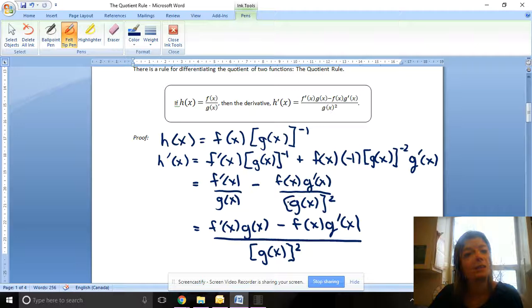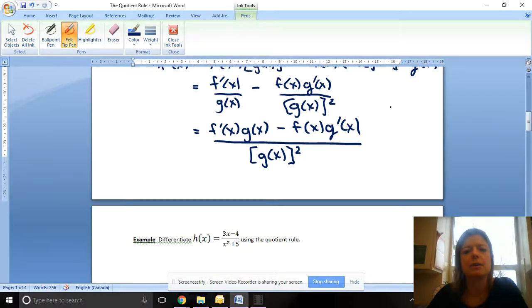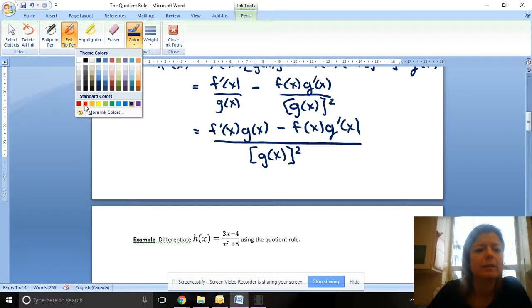Okay, so this is the quotient rule. It's not anything super magical. It's not like it's a super simple rule or anything, but it's something that you can memorize and use over and over. So let's remember that f at x is referring to the function on the top, and g at x is referring to the function on the bottom. So I always think about this actually as the bottom times the derivative of the top minus the top times the derivative of the bottom all over the bottom squared. So you might want to remember that.